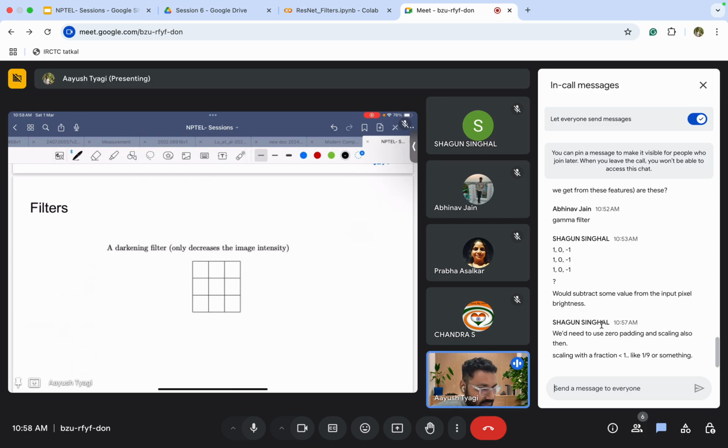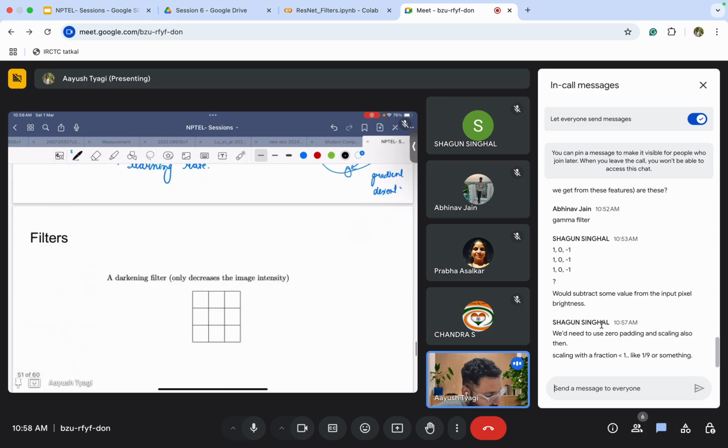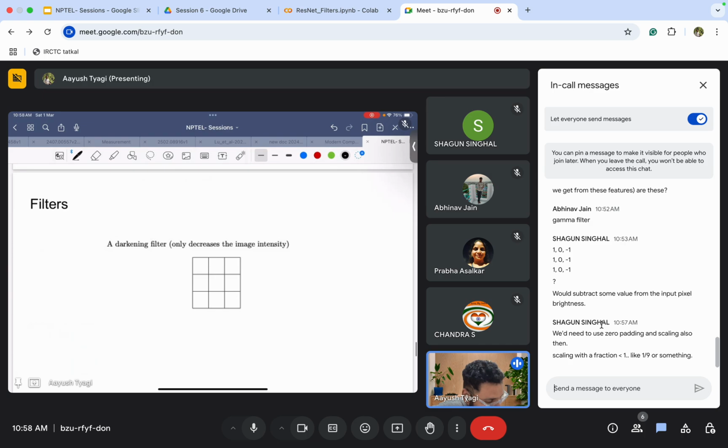So what if you do some sort of a scaling operation? What if we scale by 0.5, so every value becomes 1 by 2, 1 by 2, 1 by 2. Or if you want to scale further, you can change the value to 1 by 9, 1 by 8, or something like that. So some sort of scaling operation might help. Let us see if that helps.